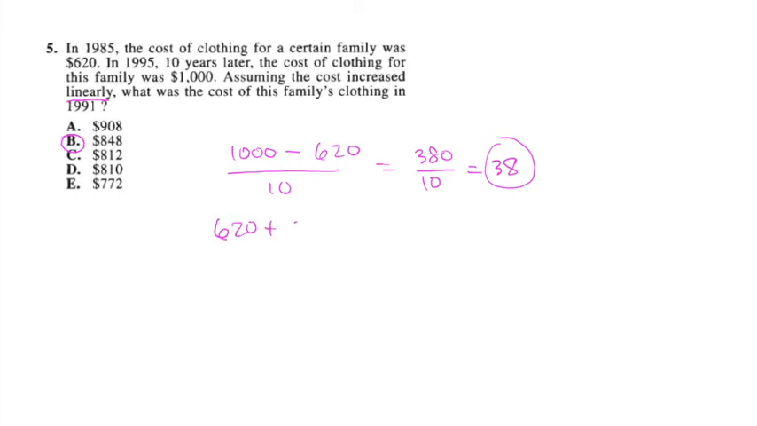Now, we could have done this slightly differently. We could have thought about this as an average. So if we have 1,000 in 1995, we're going to subtract what they were spending 10 years ago and divide that by 10. That's going to be 380 divided by 10, which is 38. That gets us to the annual increase fairly quickly. And then we're going to do what we did last time, which is start at 620 and add this 6 times, which will give us 848.